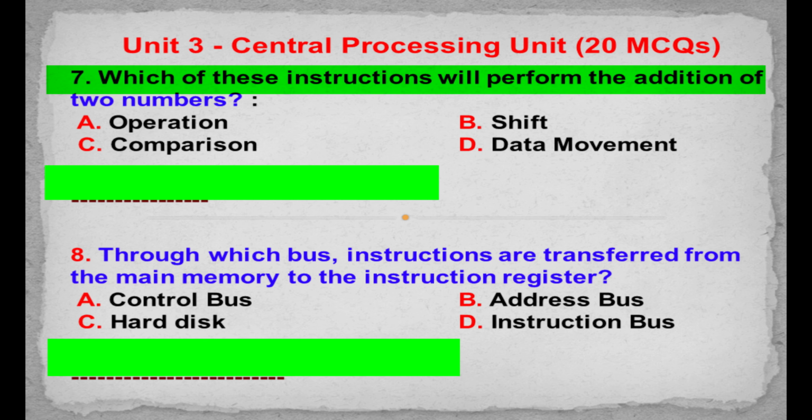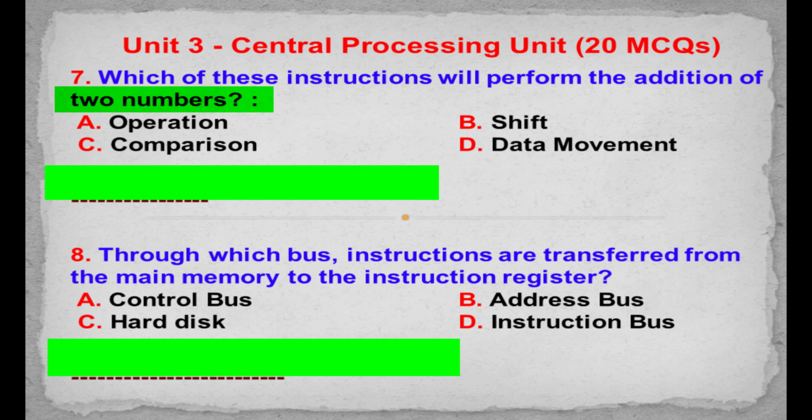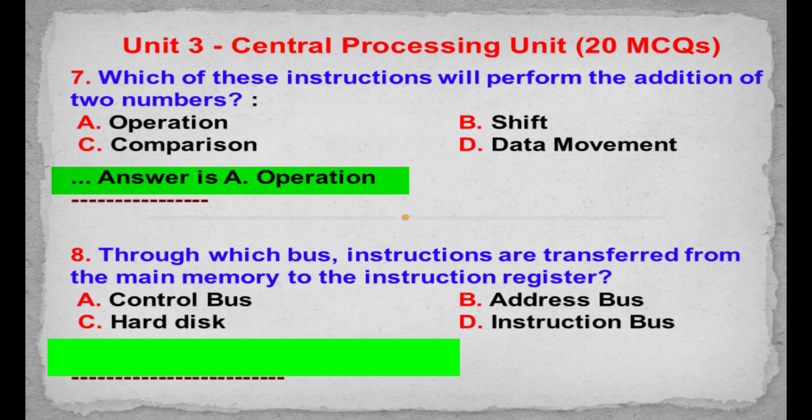MCQs number 7. Which of these instructions will perform the addition of two numbers? Option A, operation. Option B, shift. Option C, comparison. Option D, data movement. Correct answer is option A, operation.